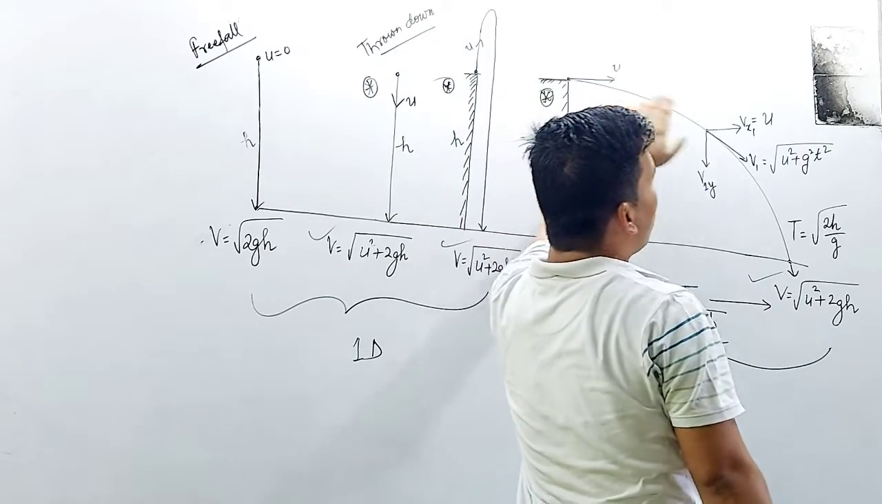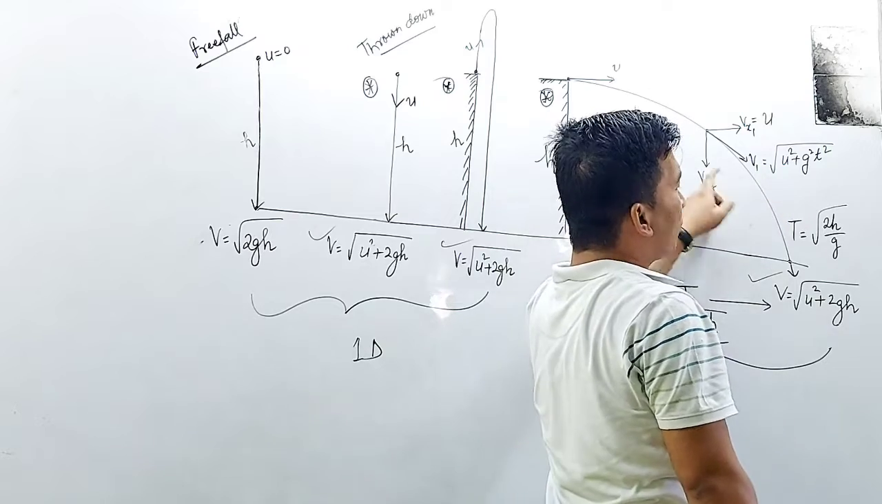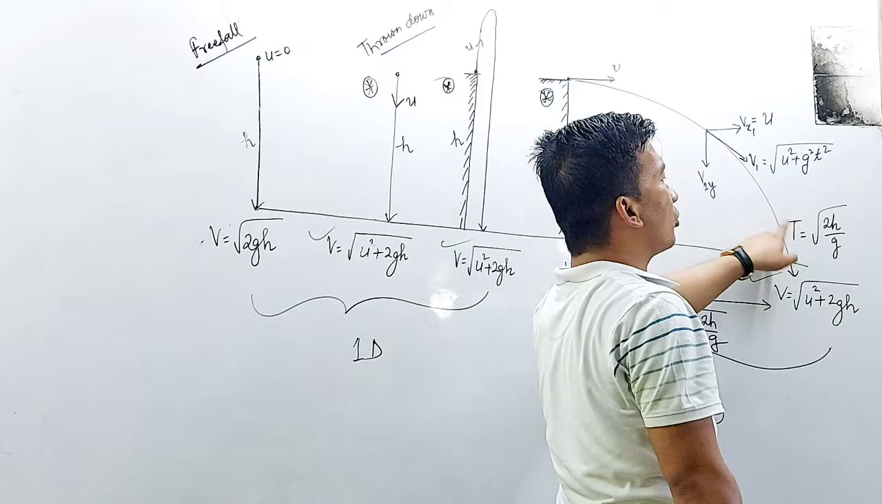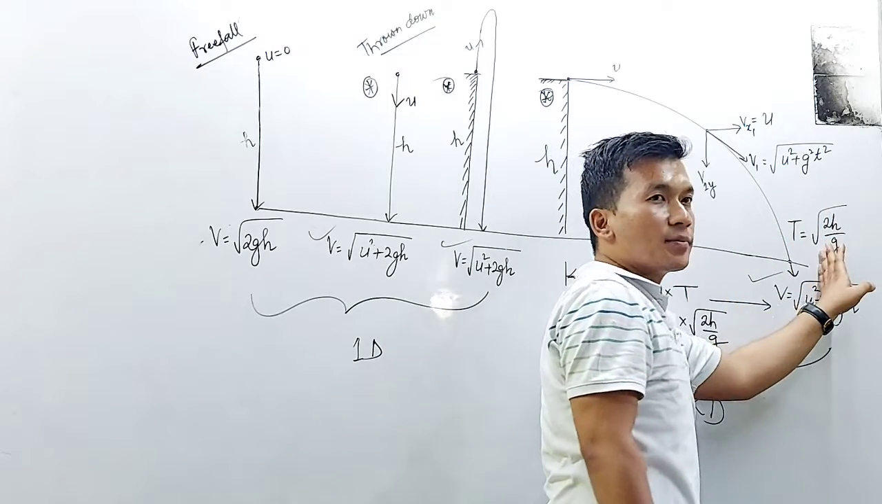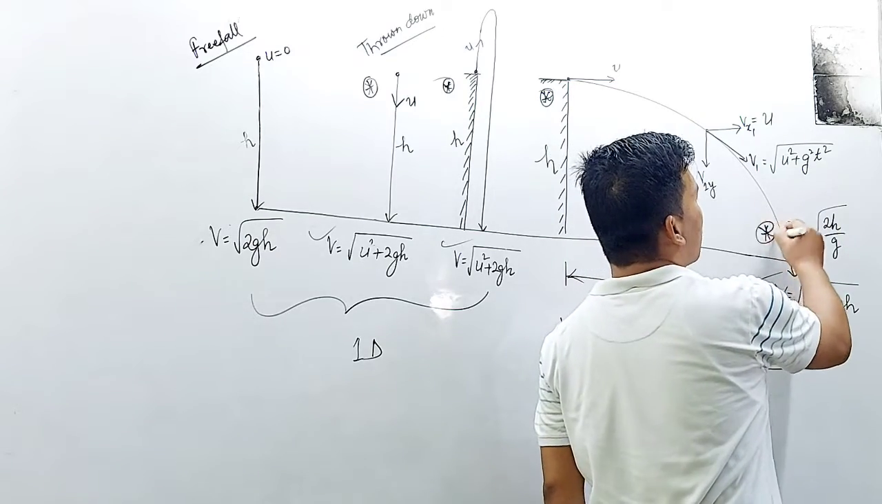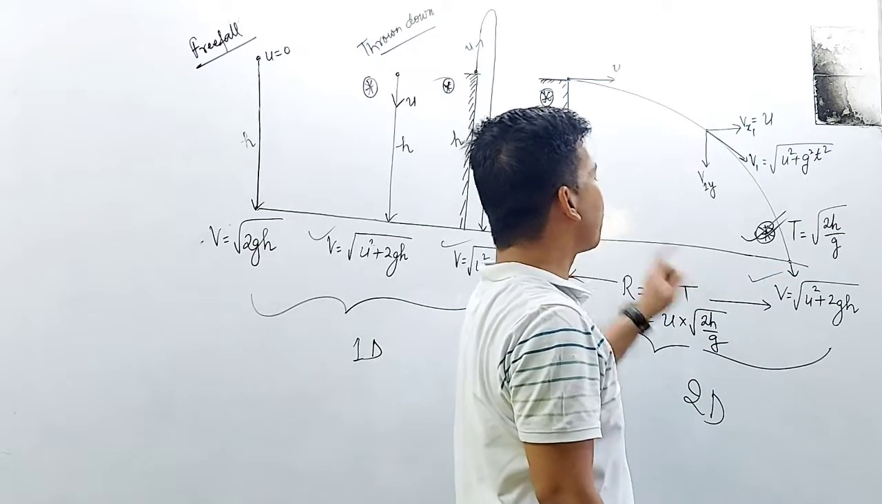This path will be known as the trajectory. And what about the total time taken? The total time taken to strike the ground will be known as the total time of flight, and it will be equal to root over 2h by g. You have to learn this by heart.